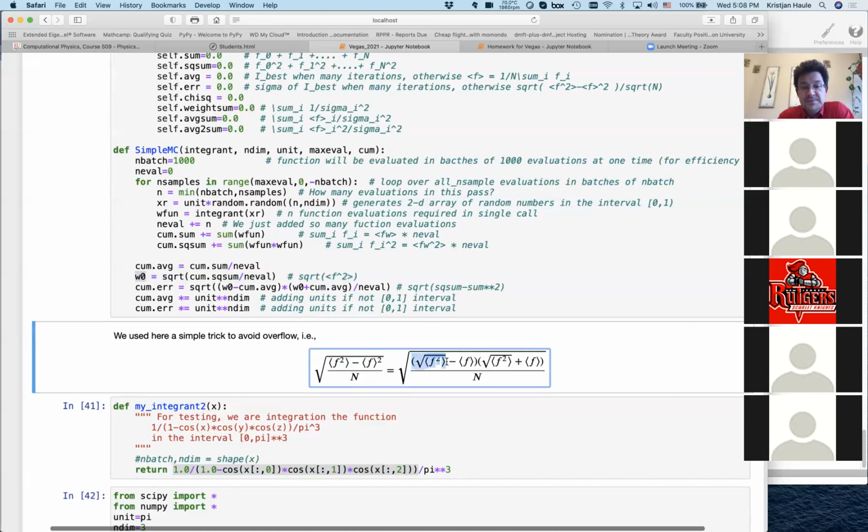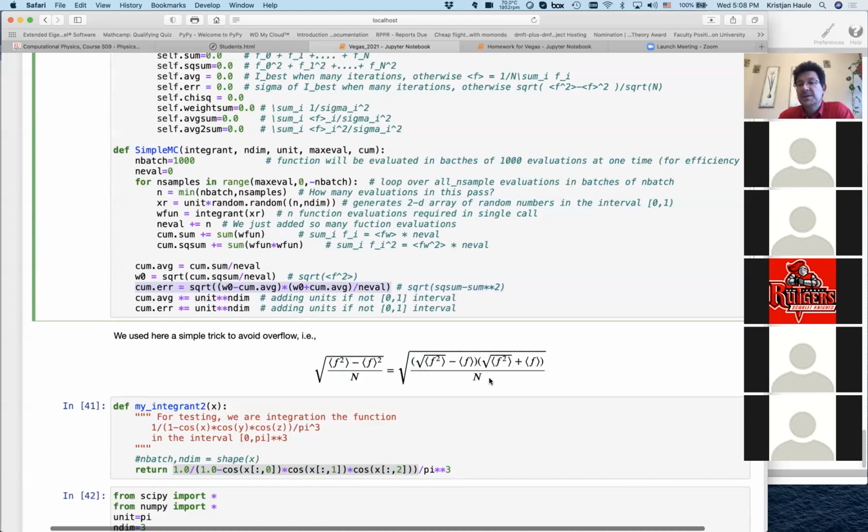So this is W0. And then we need to subtract from W0 the average value, which is this thing here in the brackets. But we also need to add to W0 the average value. This is the second part, and then we divide by the number of function evaluations and take a square root. So this cum error now is exactly the standard deviation of this function divided by n, and this is the error bar that we are expecting.